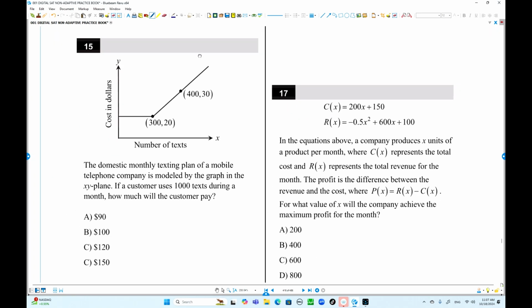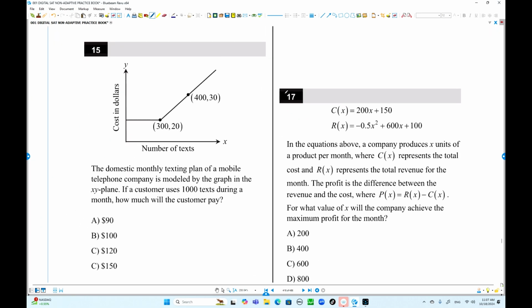Here we go, number 15. We have a domestic monthly texting plan of a mobile phone company modeled by the graph. Up to 300 texts, they're going to pay only $20. After that, it increases according to the number of texts. A customer uses 1000 texts. 1000 texts, what is the cost of it? I'm going to find these numbers.